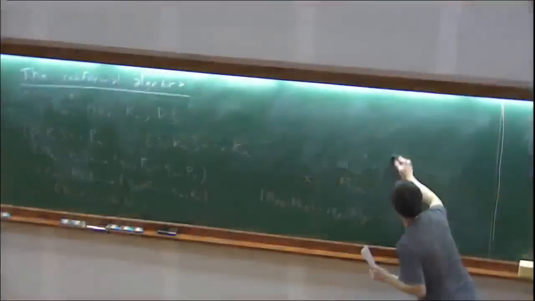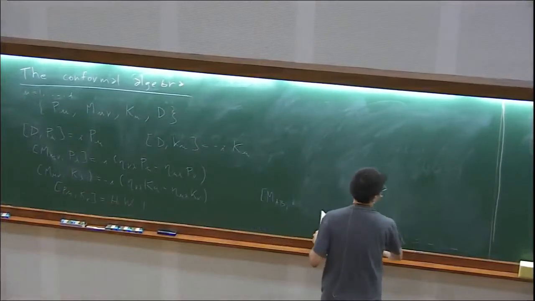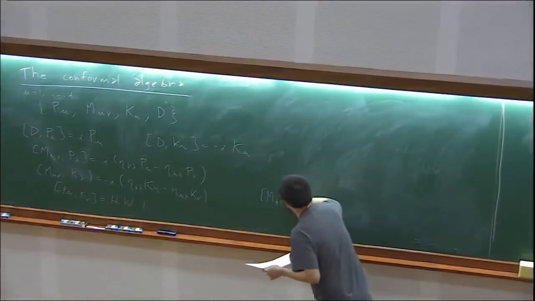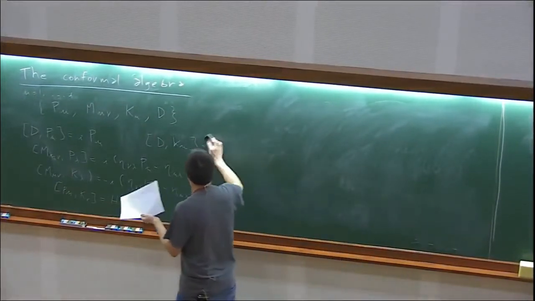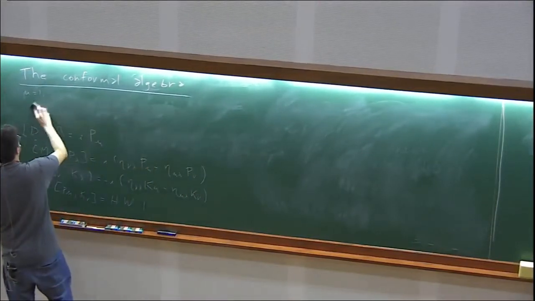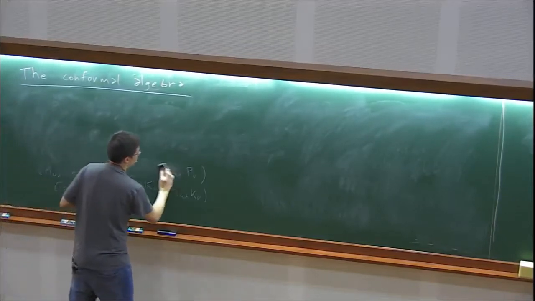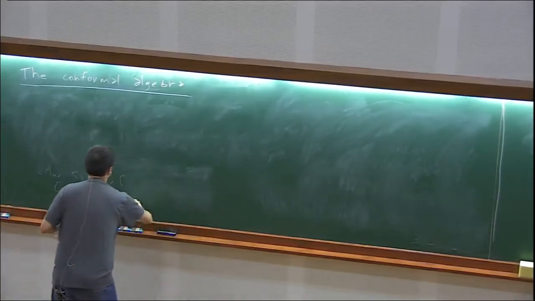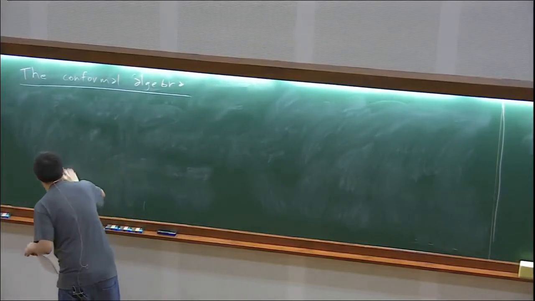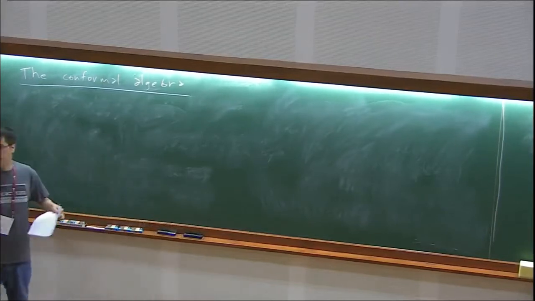So now, in a conformal field theory, we're going to have fields that transform in this way. And we expect the Hilbert space of our quantum field theory to contain representations of the conformal algebra. So that's what it means for a quantum field theory to be conformal invariant. When you look at the states in your theory, they should sit in multiplets of the conformal algebra.